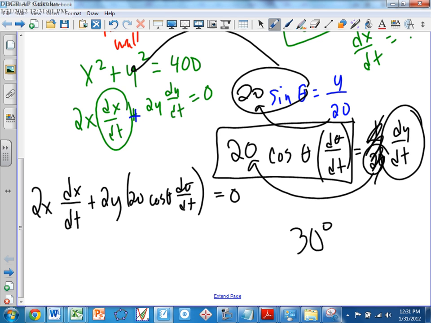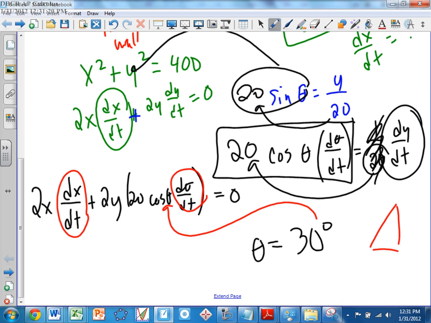So take a look here. Theta was given as 30. So clearly, I can plug that in right there. I know d theta dt, I'm solving for dx dt, so I need x and y still. Just redraw your triangle and solve for x and y. Your triangle is x, y, 20. That was the triangle from the very beginning. You know theta is 30 now. Use SOH CAH TOA to find x and y. Everybody can do this.